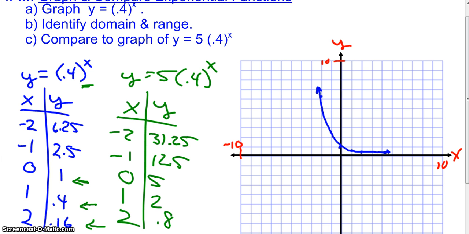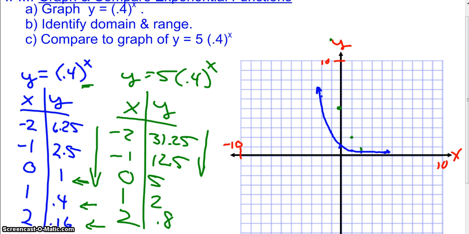Good job. Okay, so as the x values increase, are we seeing the y values decrease? Yes, we are. Good. This is decay. It should be decay. It should be decreasing. So go ahead and graph. At 0, we now have 5. 1, 2, 3, 4, 5. At 1, we have 2. At 2, we have 0.8. At -1, we have 12.5.